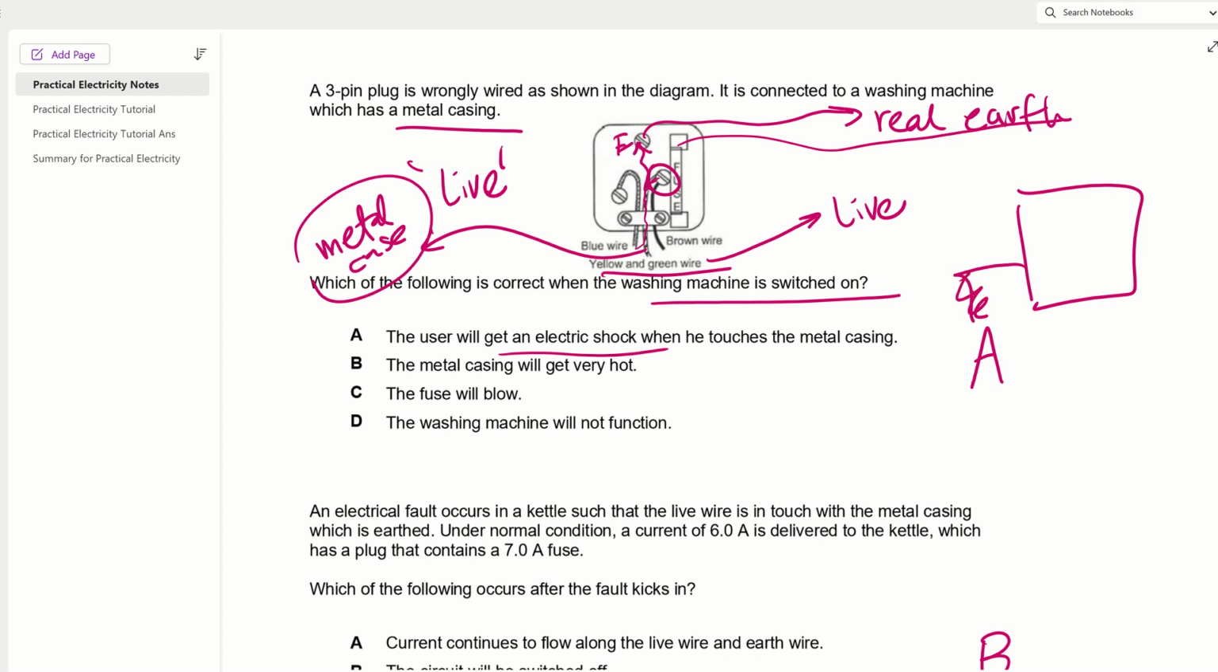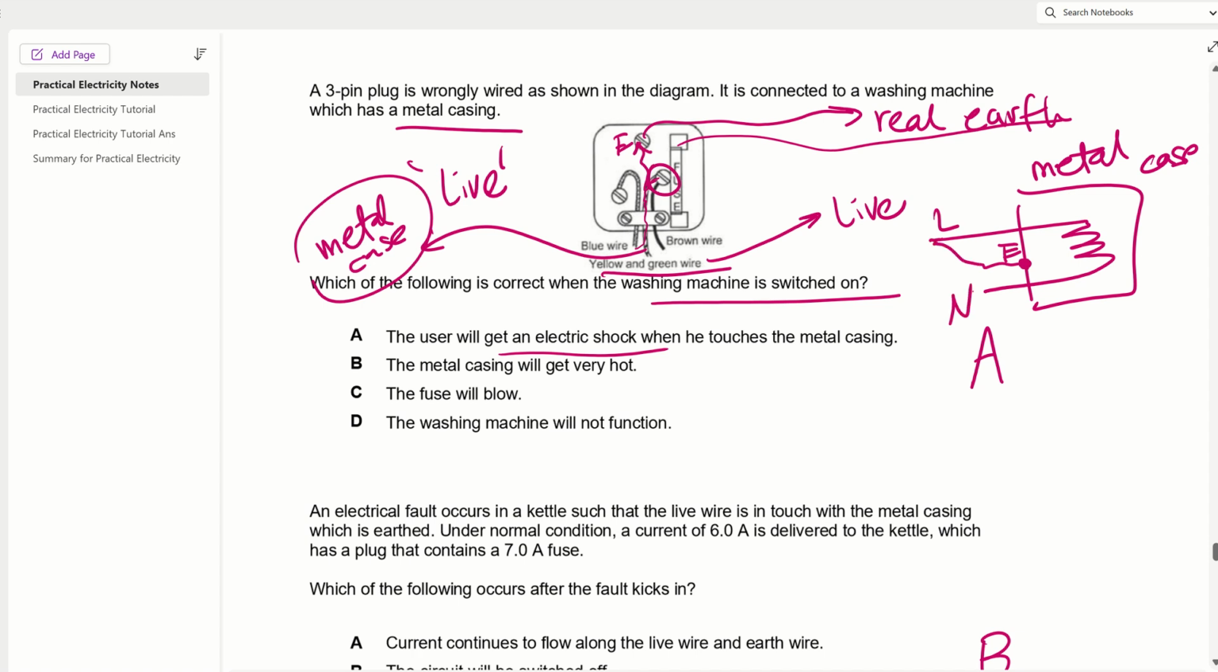So this is the live wire, yeah. No, this is the appliances. Let me draw it better. Okay, so this is where the earth wire is connected to the metal case. Okay, and this is my live, this is my neutral.